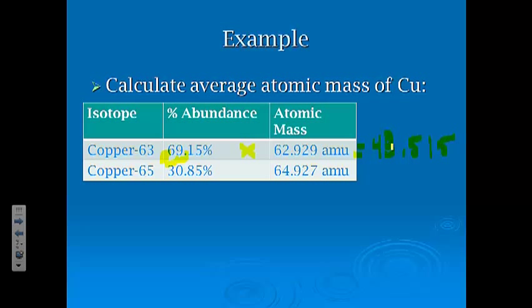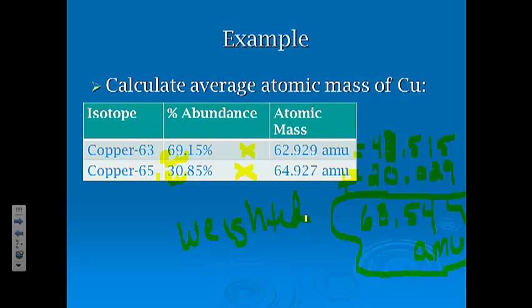I'm going to carry extra significant figures here. So I'm going to put 43.515. It's a little bit tough to see, I apologize for that, but 43.515. Do the same thing with copper 65. I'm going to move the decimal place over. I'm going to take 0.3085, multiply it by 64.927, and I'm going to get 20.029. And then I just add those up. When I add those up, I end up with 63.54 AMU.